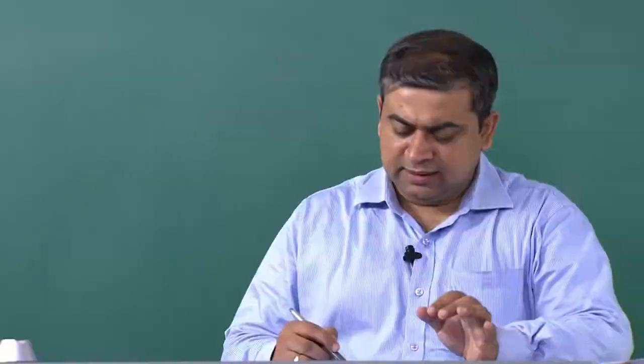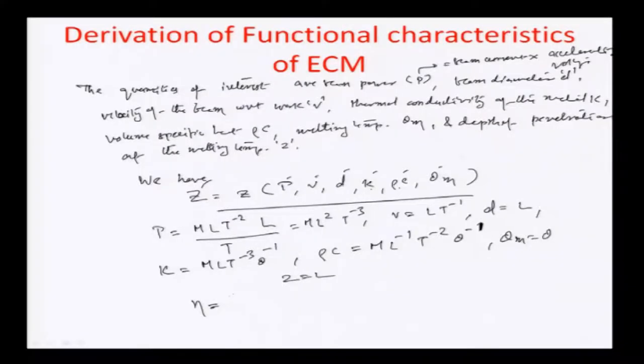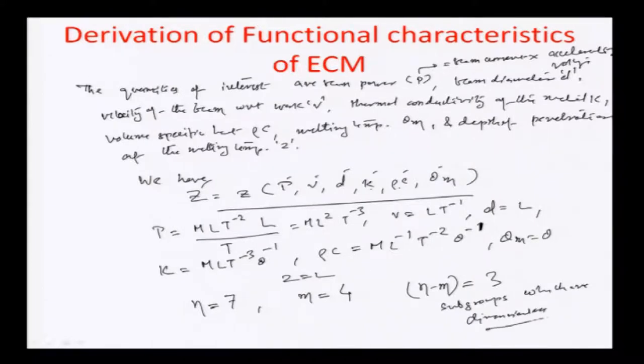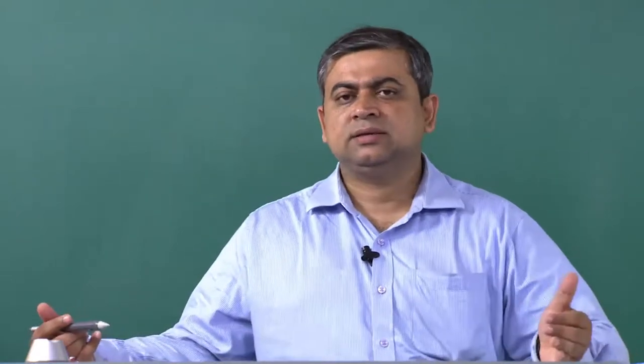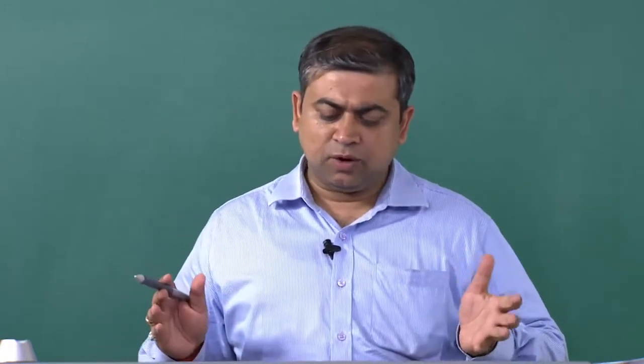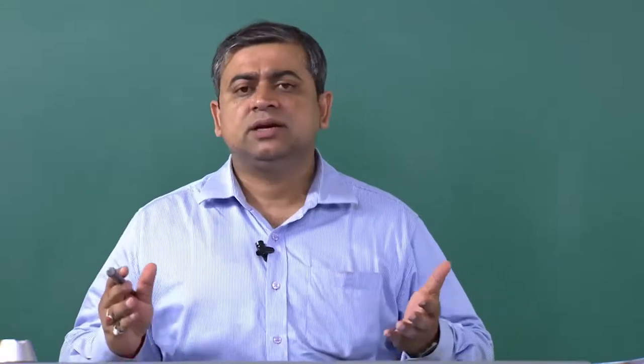And so, according to the Buckingham's pi theorem, this n value happens to be 7, m the number of basic dimensions happen to be only 4 in this particular case, meaning thereby that there exists at least n minus m subgroups which are dimensionless. And so, we have to somehow be able to correlate by raising these different quantities to different powers to arrive at this condition that at least 3 subgroups formulated by the various combinations of these 7 parameters would be having no dimensions, or they would be completely dimensionless.